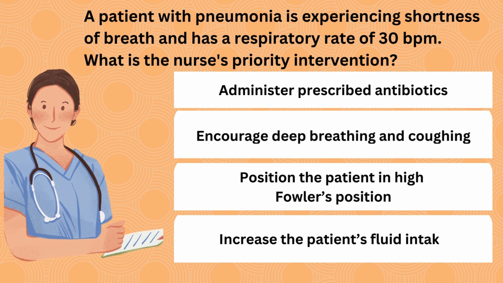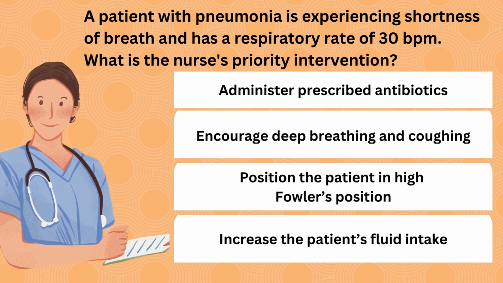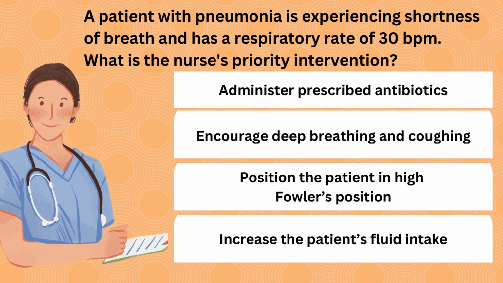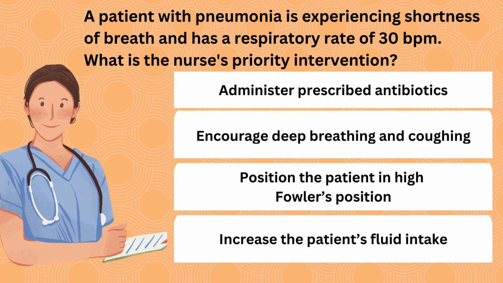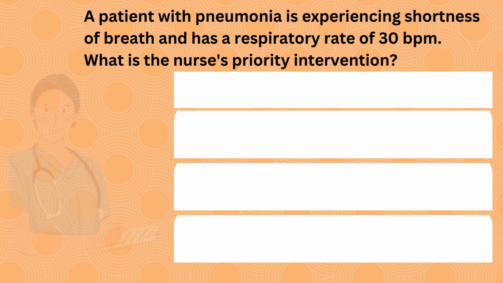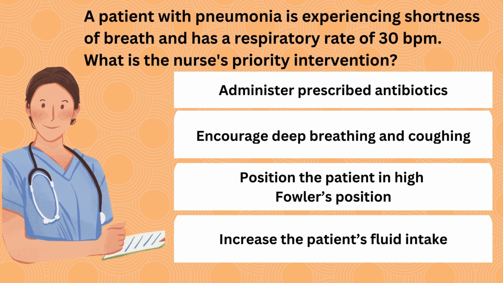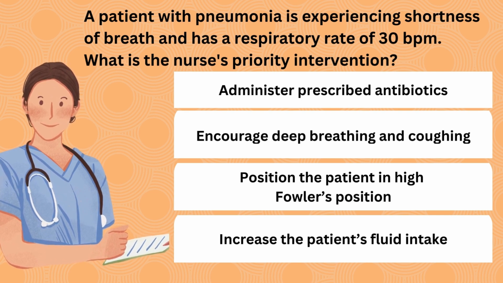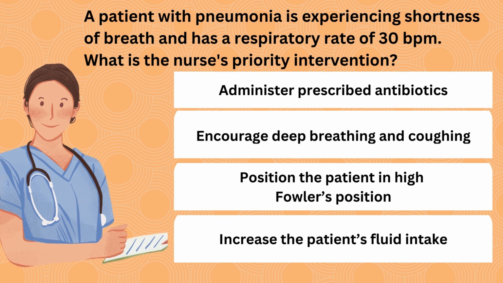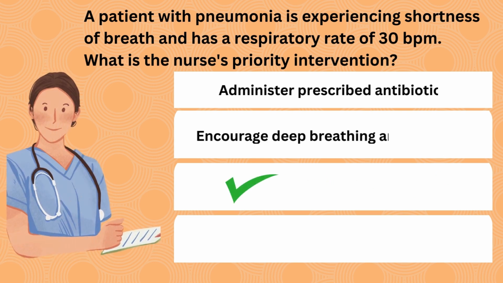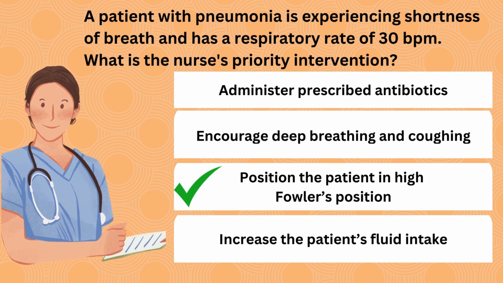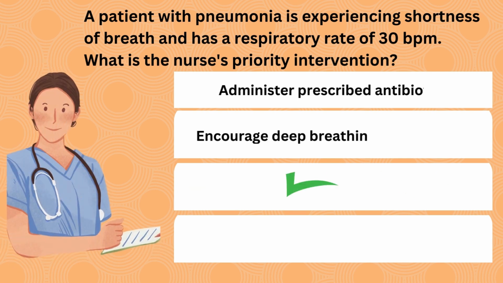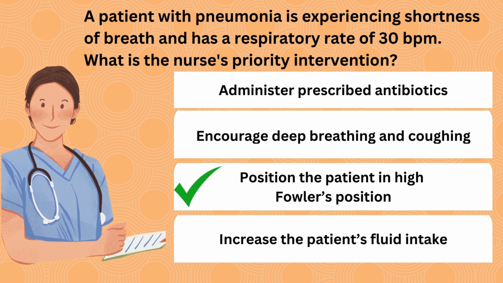Question 8. A patient with pneumonia is experiencing shortness of breath and has a respiratory rate of 30 breaths per minute. What is the nurse's priority intervention? Is it A. Administer prescribed antibiotics, B. Encourage deep breathing and coughing, C. Position the patient in high Fowler's position, D. Increase the patient's fluid intake? The correct answer is C. Position the patient in high Fowler's position. Positioning the patient upright helps improve breathing and oxygenation.